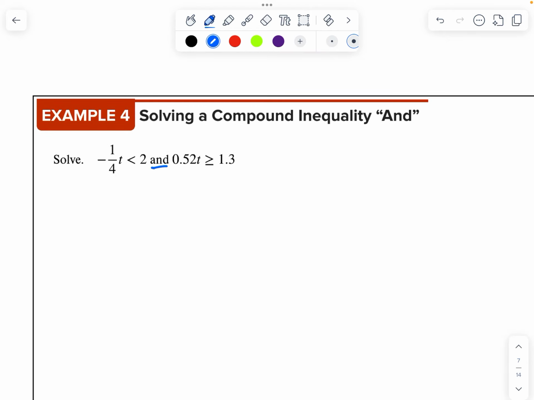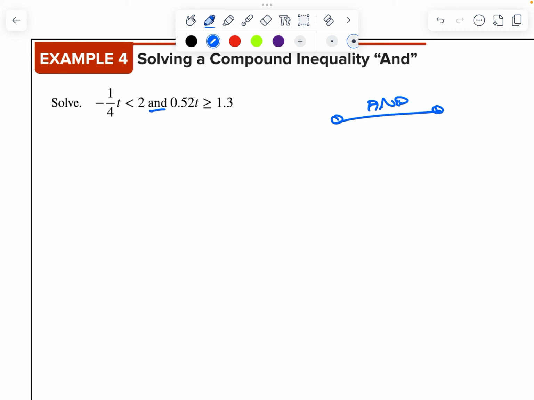All right, this one says and. Remember with an and, typically you're going to shade in between some things, but we'll see if that's true here. The first one, we can multiply by negative 4, and we would get just a regular t. Since we multiply by a negative, we have to flip the sign, and we'd have negative 8. On this one, we can divide by 0.52, and I'm going to have to pull out my calculator for that. 1.3 divided by 0.52 gives me 2.5. So t is greater than 2.5.